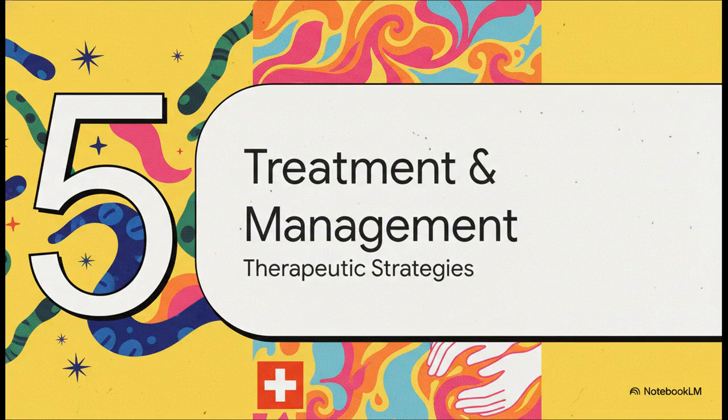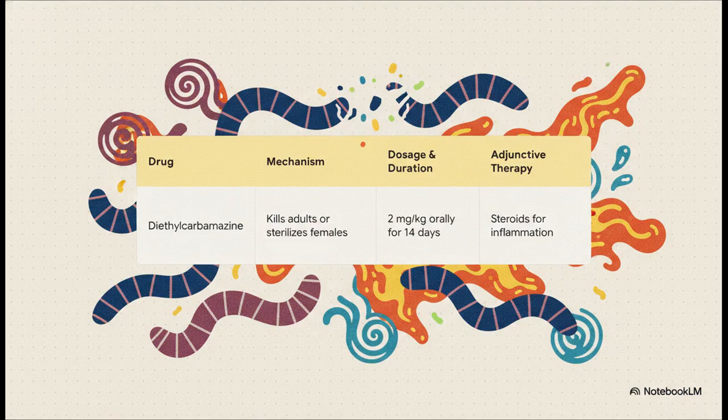All right, we've identified the intruder. Let's wrap this up with how we actually treat the infection and manage the patient. The mainstay of treatment is a drug called diethylcarbamazine. You'll see it called DEC. It's effective. It either kills the adult worms or it sterilizes the females so they stop producing microfilaria.